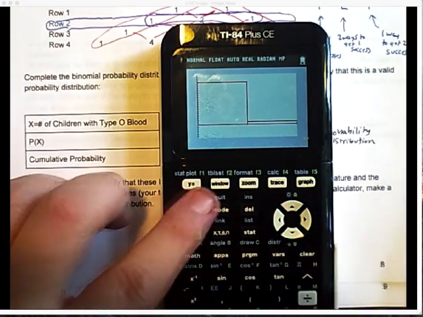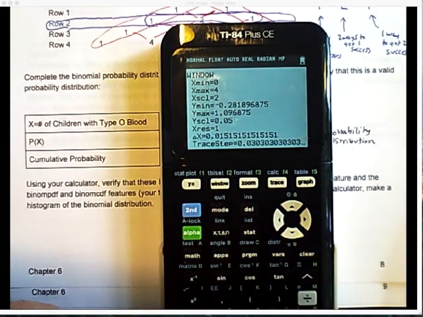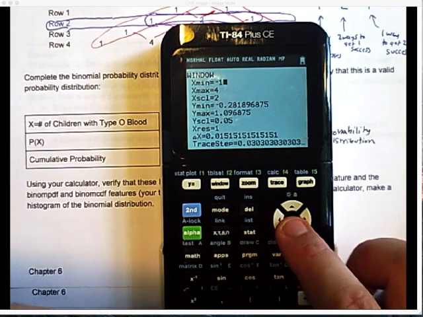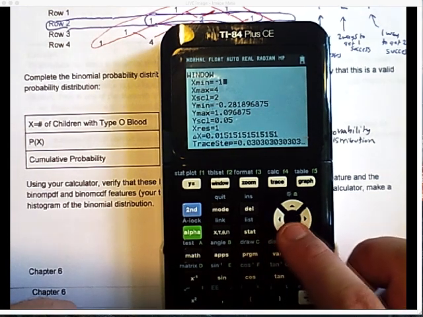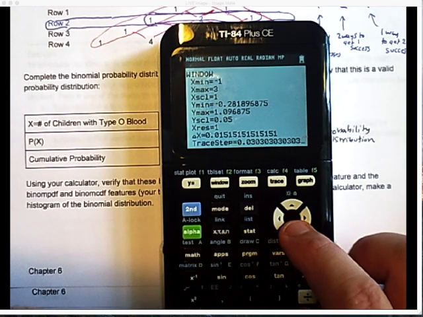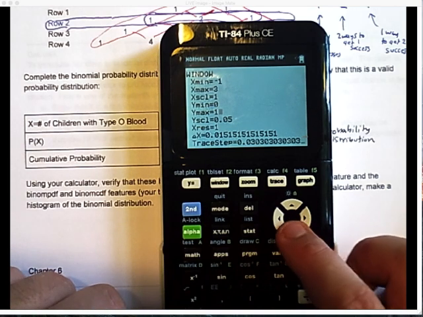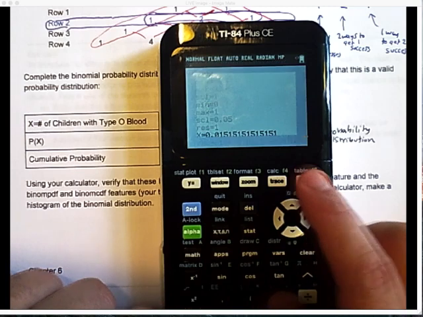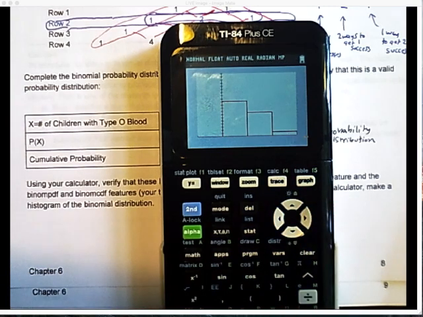It's probably not going to look very good. So let's change it a little bit. We went from 0 to 2 kids, so I'm going to make my X from -1 to 3, but I'm going to scale it by 1s. And I'm going to make my Y min 0, and I'm going to make my Y max 1. So when I do that, I get a decent probability distribution.